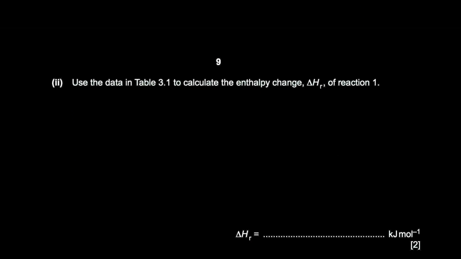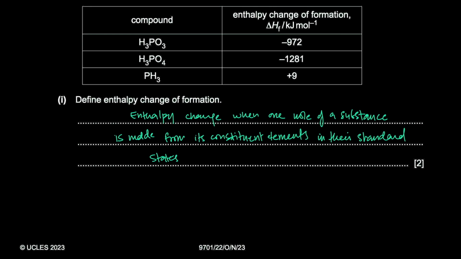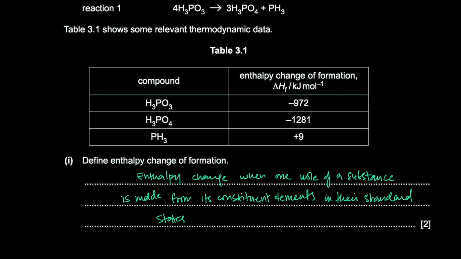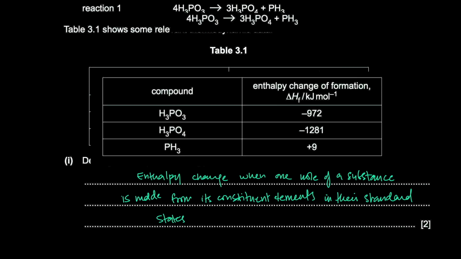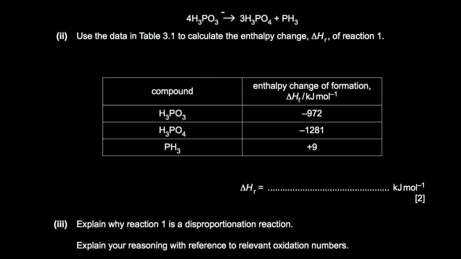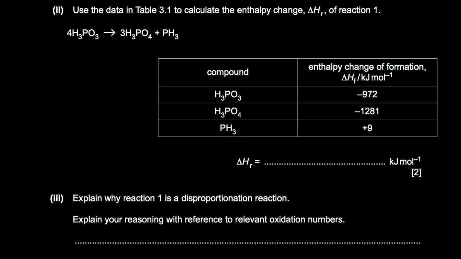Use the data in table 3.1 to calculate the enthalpy change of the reaction of reaction 1. Okay, so we go to the table. Using this data, we have to calculate the enthalpy change of this reaction. So I'm just going to take that reaction and the table. We have this data over here, and we're going to need this for the question. They've given us the reaction and the data.